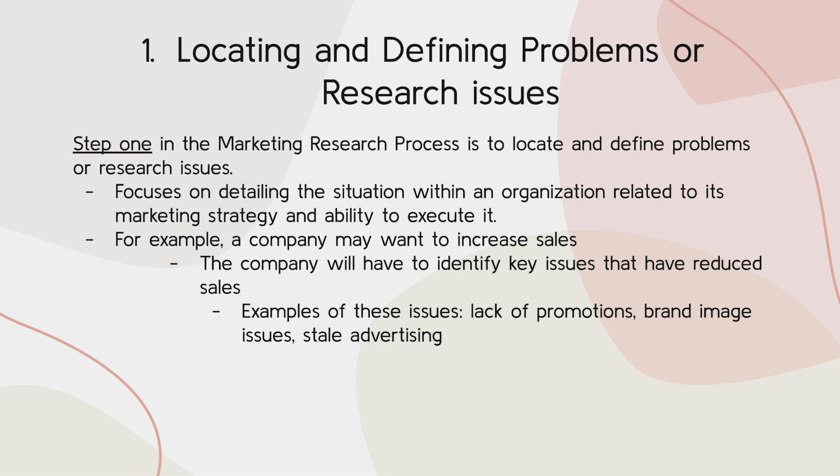Step 1 in the marketing research process is to locate and define problems or research issues. This focuses on detailing the situation within an organization related to its marketing strategy and ability to execute it. For example, a company may want to increase sales. The company will have to identify key issues that have reduced sales. Examples of these issues include lack of promotions, brand image issues, and stale advertising.